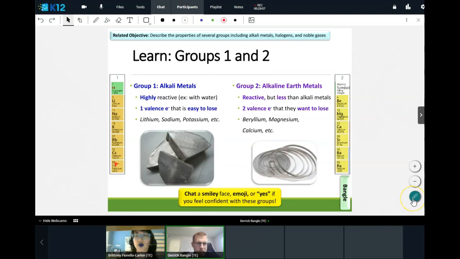Go, go, go. So first we have the alkali metals. The alkali metals are characteristically known as being highly reactive, especially with water. They all have one valence electron that is easy to lose, which explains their high reactivity in terms of metals. Group 2 are the alkaline earth metals, and they are reactive but less than alkali metals. They have one more valence electron for a total of 2 that they want to lose to have a full octet, and they include elements like beryllium, magnesium, and calcium.